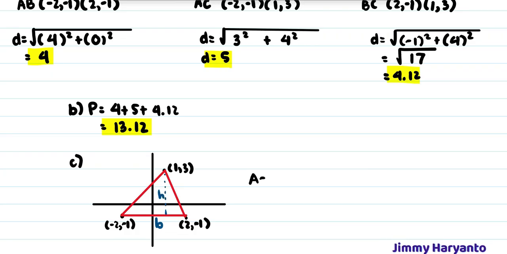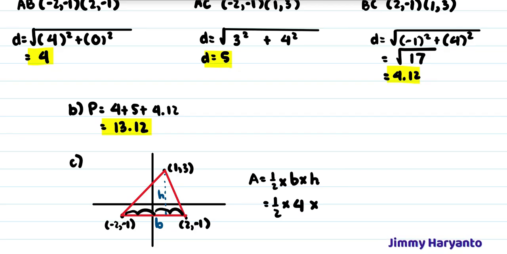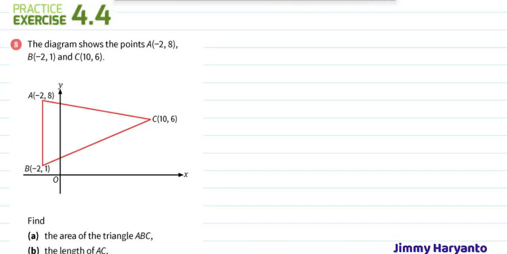So area equals half times base times height, which equals half times the base, which is 1, 2, 3, 4, and the height is 1, 2, 3, 4. So the final answer is 8 square units. This is the area. And then question 8.